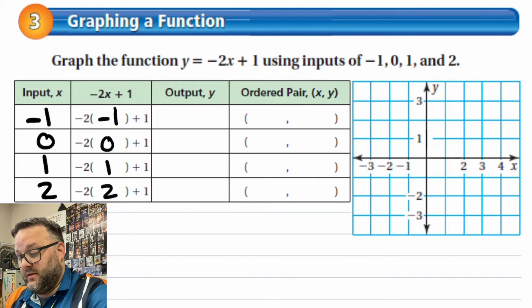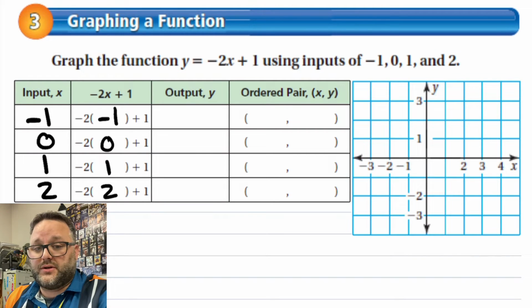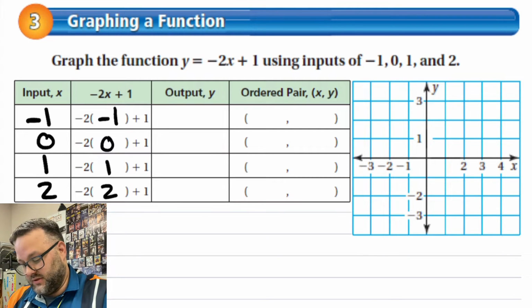Remember, this is not a graph. This over here is not a graph, it's a coordinate plane. What we put on it as the result of the equation is a graph. So let's work on this.